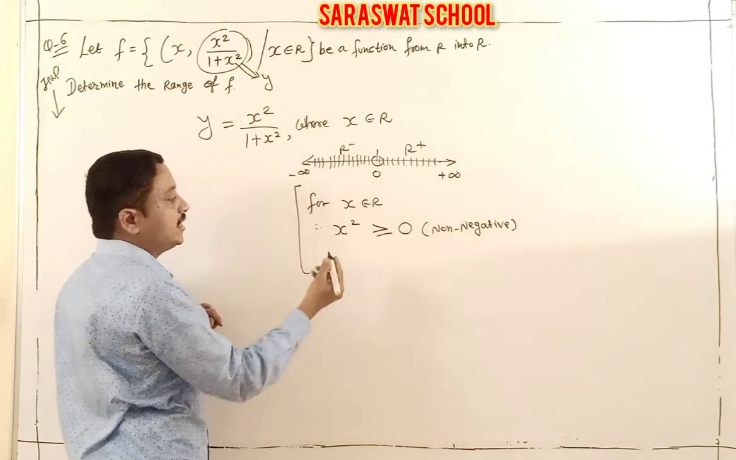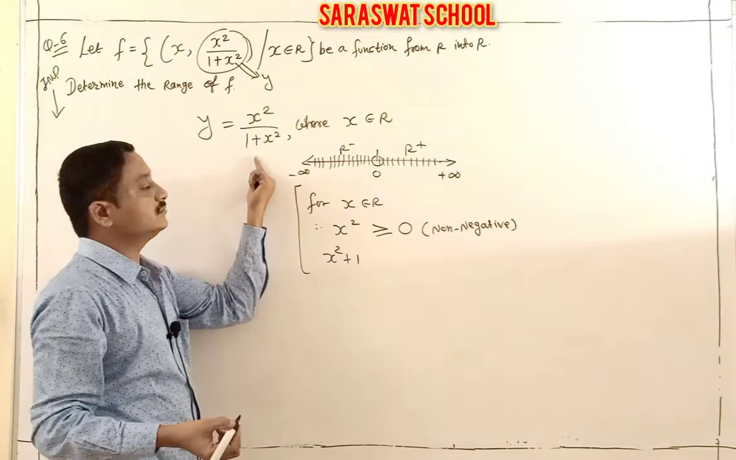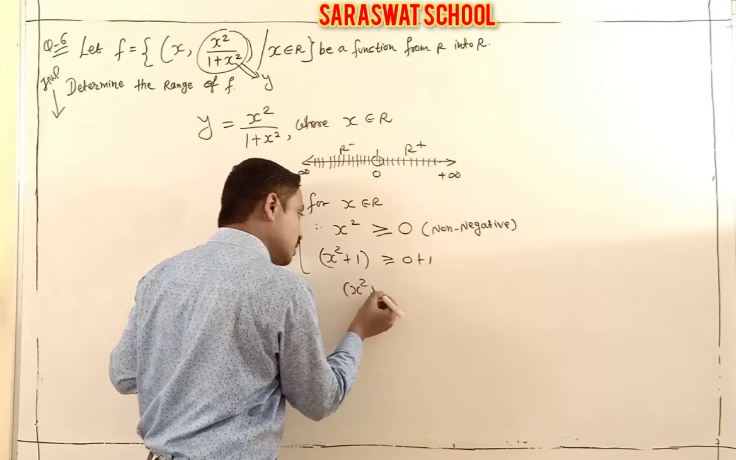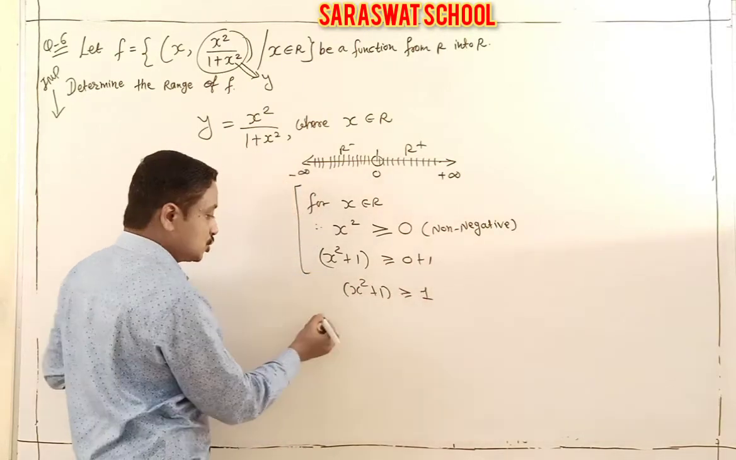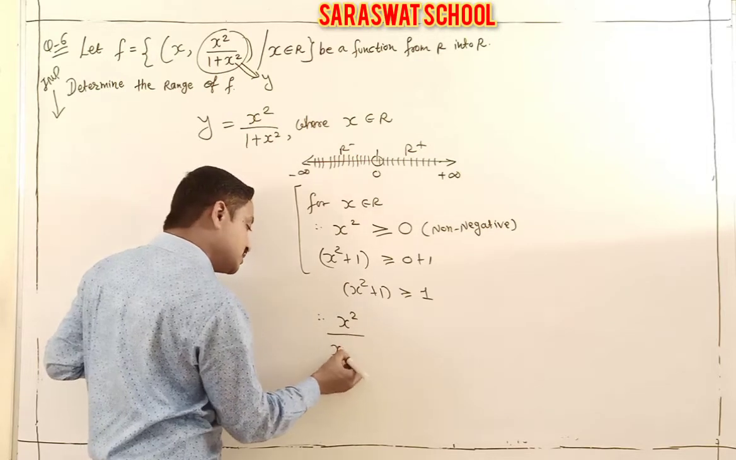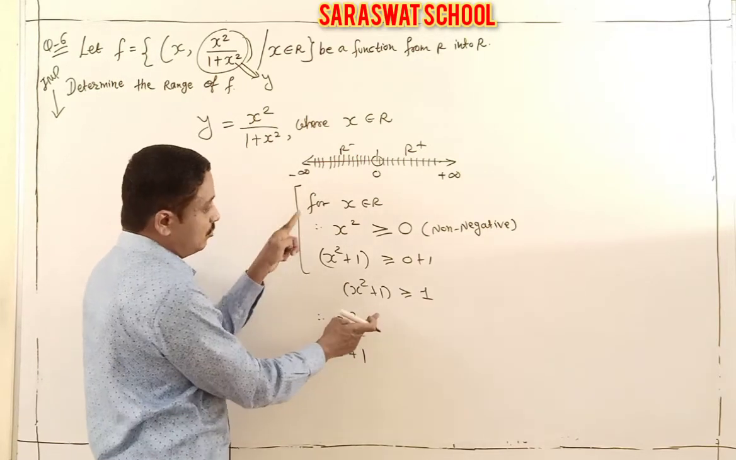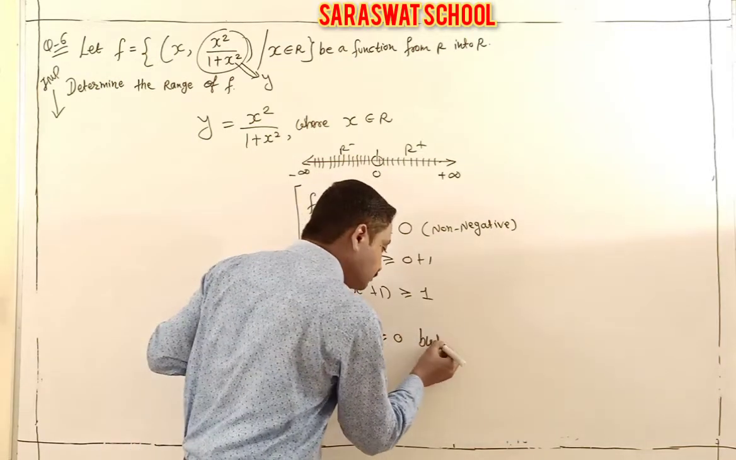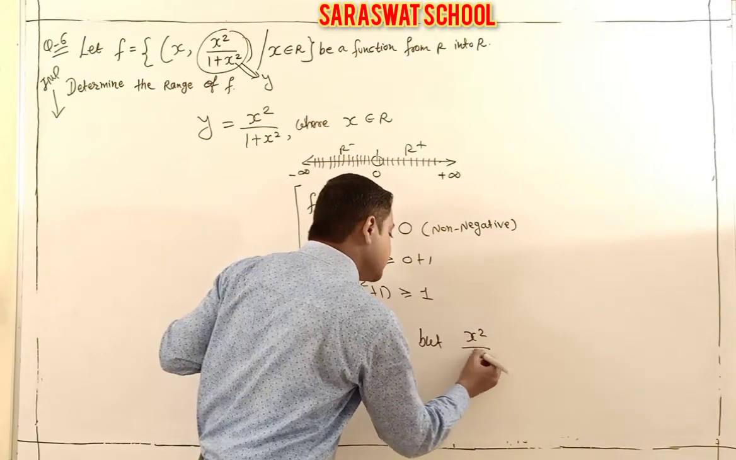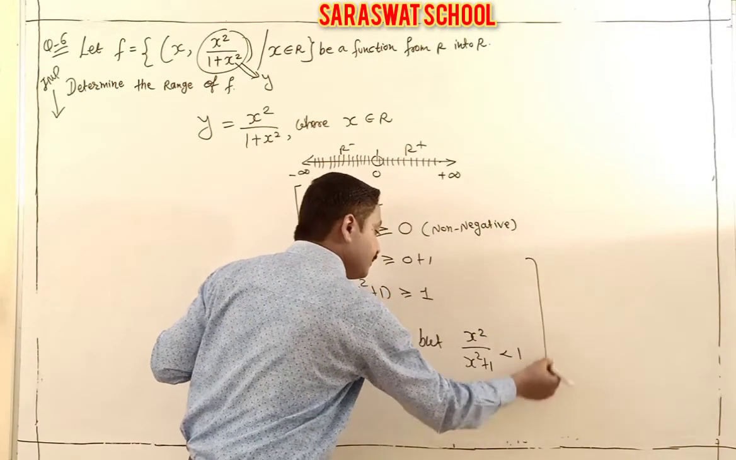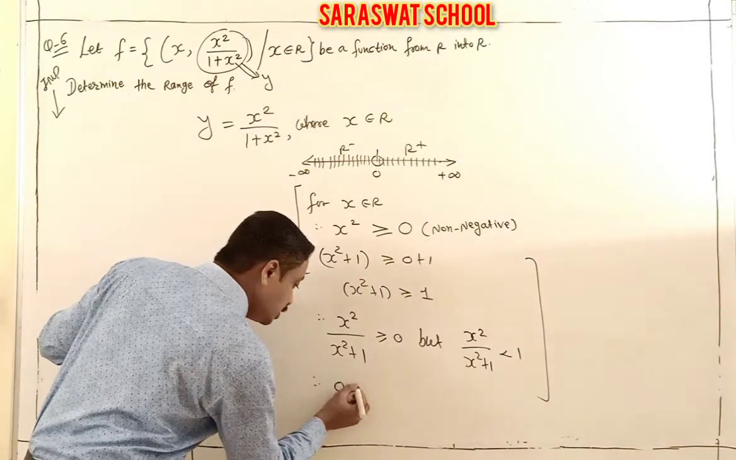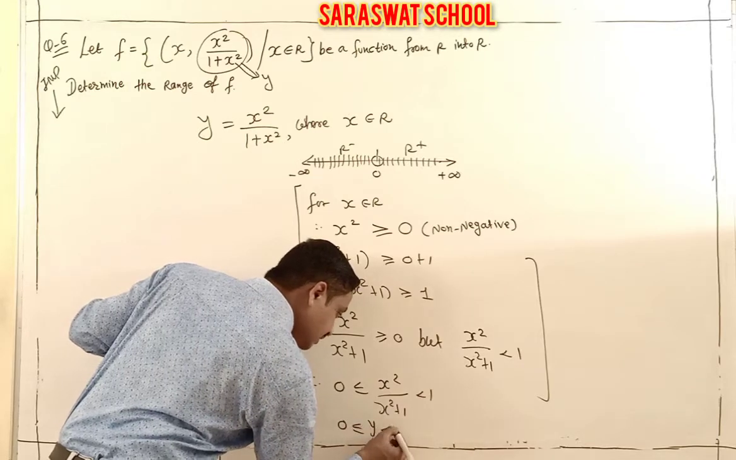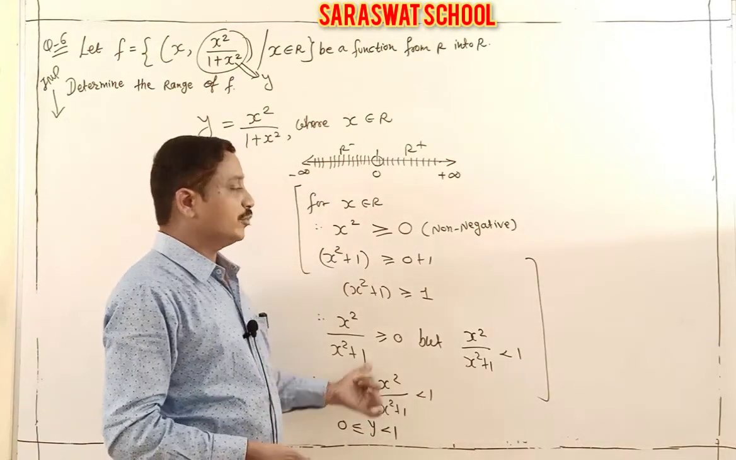Surely. Now I just add 1 because I want to. If you add 1 to both sides, you get x square plus 1 is greater than or equal to 1. So what is the value of x square by x square plus 1? If you divide, surely it is greater than or equal to 0, but less than 1. So finally, your 0 to 1 value is defined. y less than 1. Yes students, here our numerical is done.